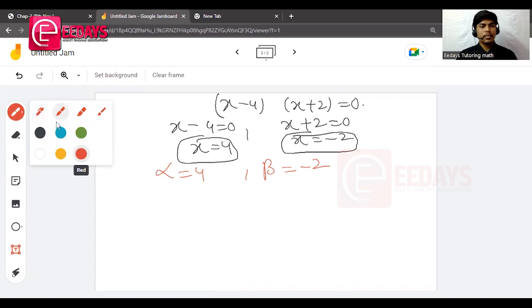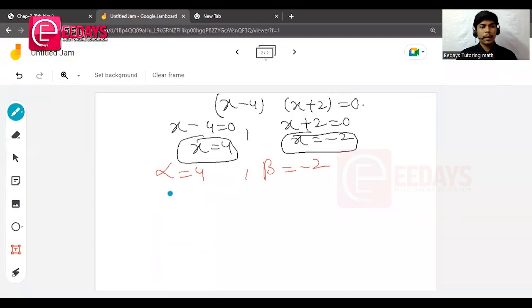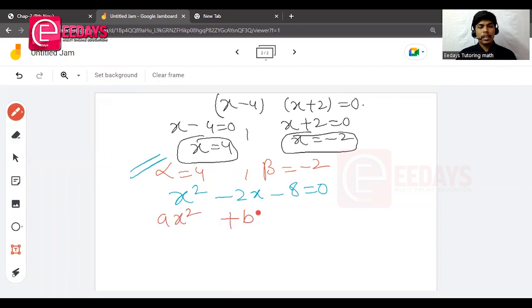In the equation, whatever the equation they gave, what is the question here? x square minus 2x minus 8 is equal to 0. Alpha and beta are already confirmed. Now let's compare with the general form, then we can identify a, b, c. ax square plus bx plus c is equal to 0. In the place of a, the x square coefficient is 1. In the place of b, minus 2 is there. In the place of c, minus 8 is there. I hope everyone agrees with me.